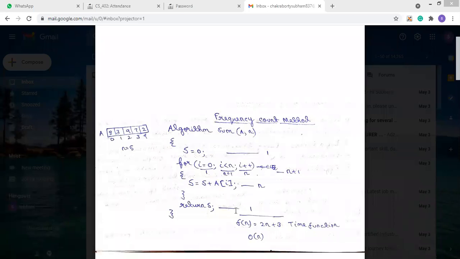But after that, the value of I is incremented to 5, and the condition is false. That means the condition is checked 6 times. So that's why the loop value is n plus 1.